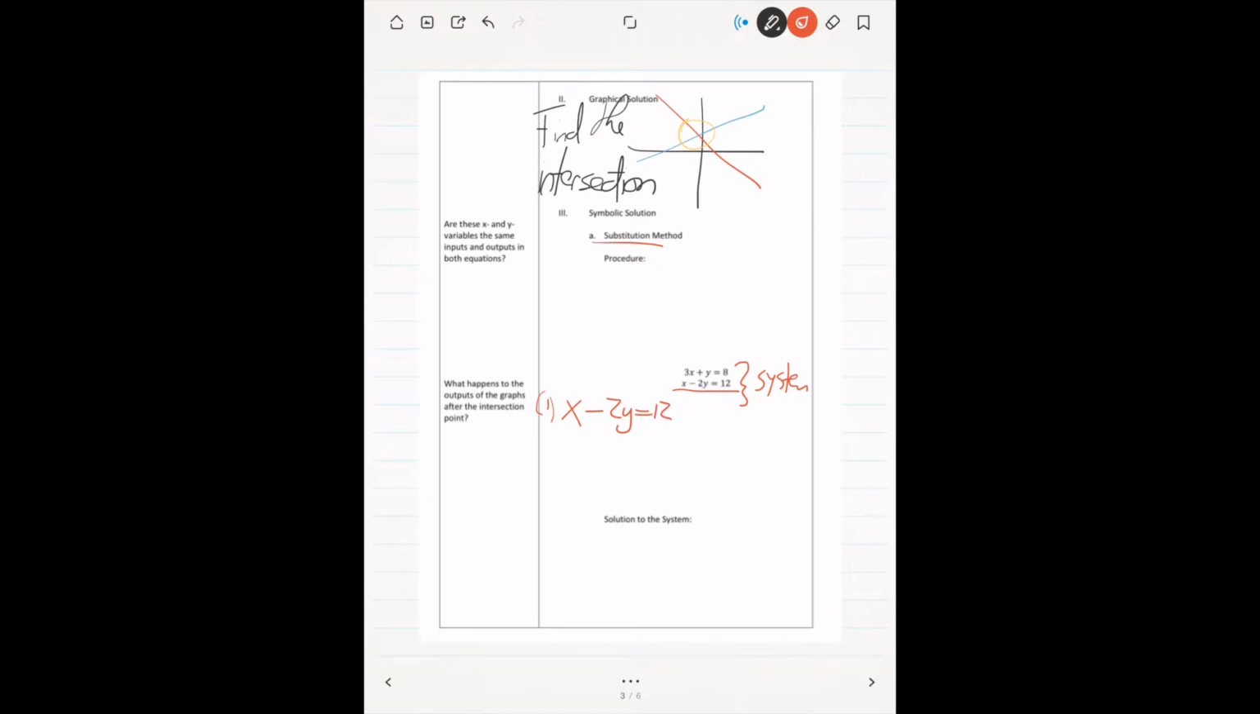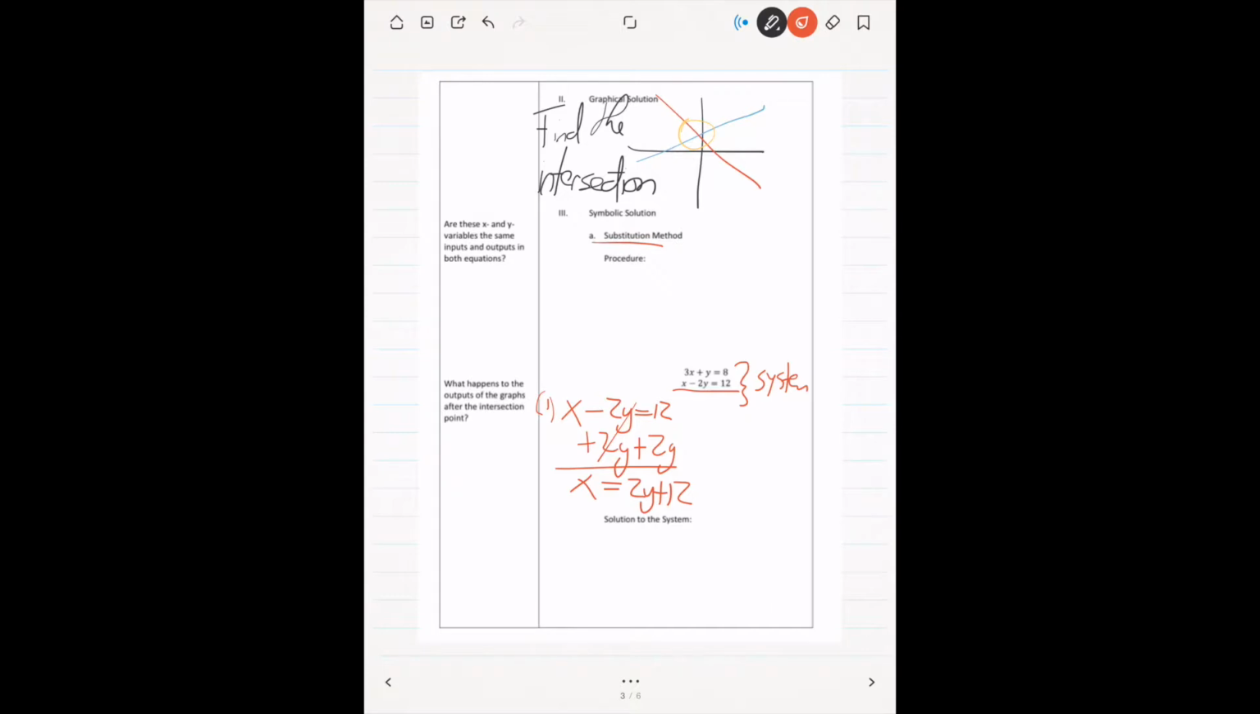Why don't I solve for x? That looks pretty easy. So I'm going to add 2y to both sides, and we're going to get x equals 2y plus 12. Okay, so we just solved one of the equations for one of the variables. It doesn't matter which one. I just picked the bottom one because it looked easy to solve for x.